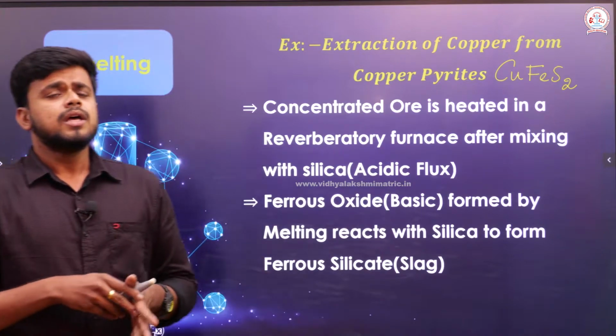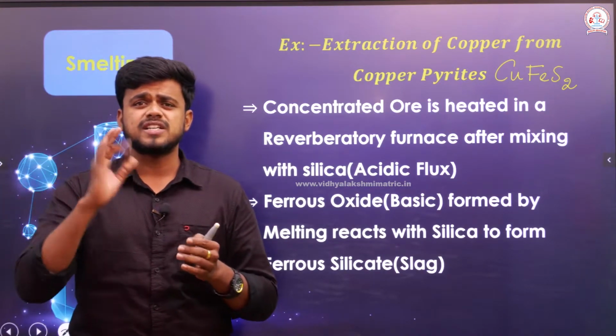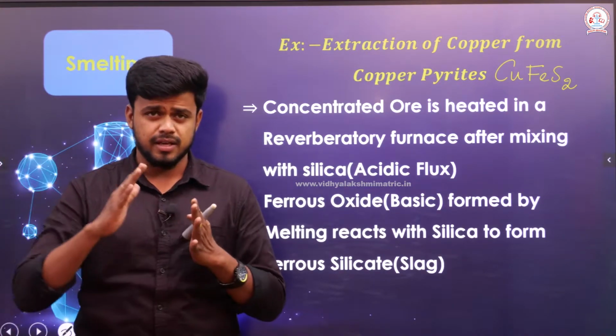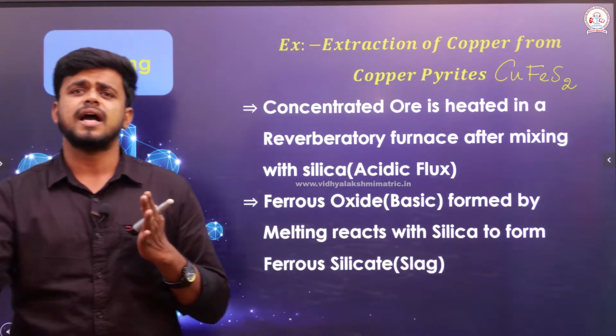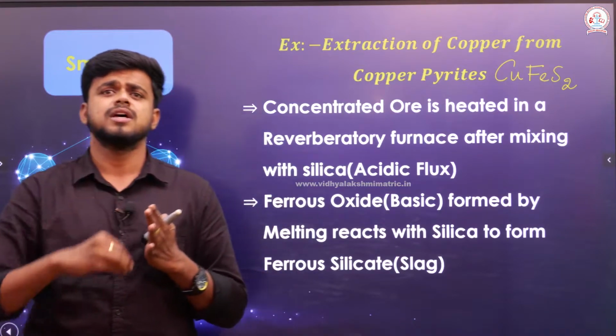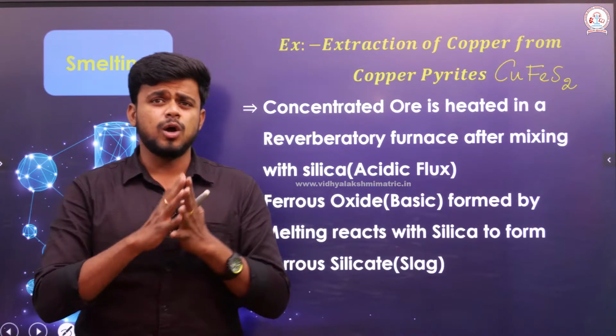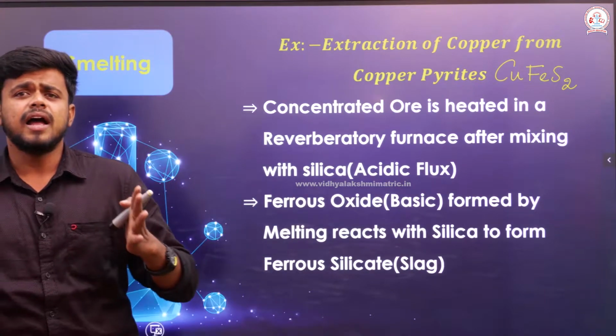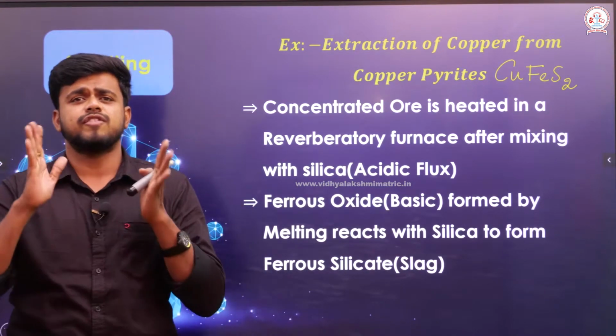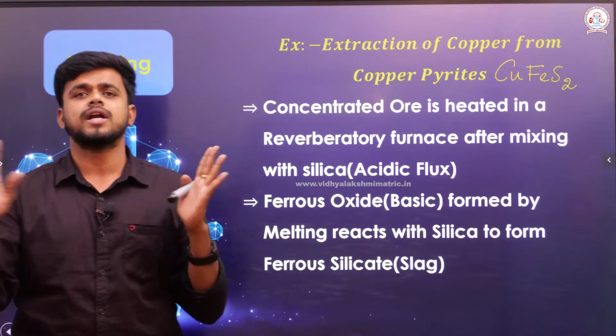Right. The concentrated ore will first be heated in a reverberatory furnace. Before heating, what I must do is add a flux which is called silica. So after mixing with a flux which is called silica, I am going to heat it in a reverberatory furnace. During heating, what is happening?